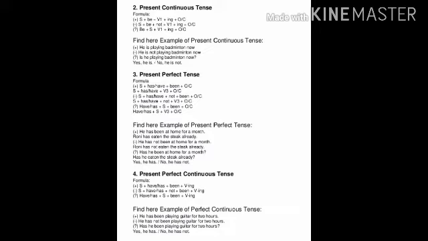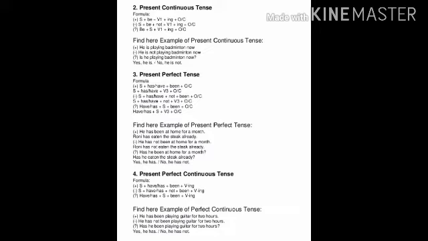Same sentence in negative, he has not been at home for a month. Or Ronnie has not eaten the steak already. Same sentence if we take into interrogative, then has he been at home for a month? Or has he eaten the steak already? And in the answer, yes he has or no he has not.